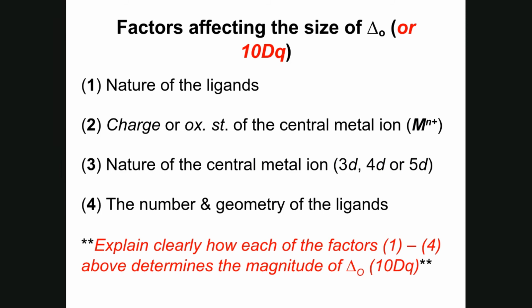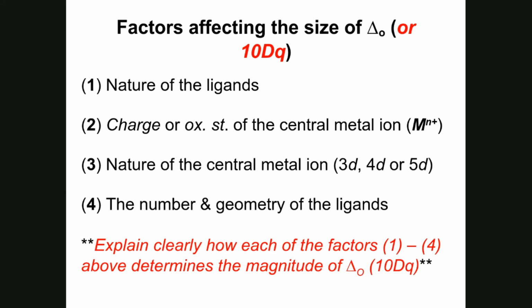So these are 4 factors that are in your textbook that affect the size or the magnitude of the delta O, or the splitting of the d orbitals under an octahedral environment of ligands. The first one is the nature of the ligands, which we've just seen from that table, but you need to explain and see the roots of why that happens. The other one is the charge on the compound, or the oxidation state of the central metal. You've got a higher charge on the central metal, or you've got a lower charge. What are the variations of the delta O with that?